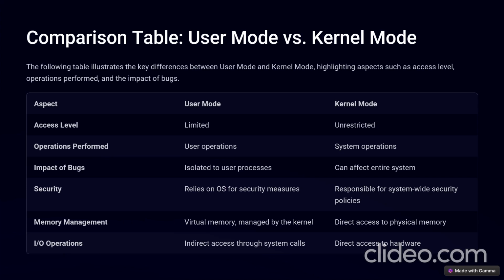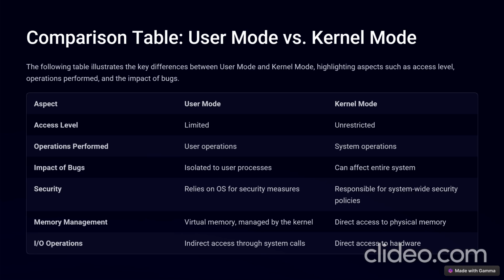Let's compare user mode and kernel mode side by side. Coming to the access level, user mode has limited access to the system resources, while kernel mode has unrestricted access to the system resources. Coming to operations performed, in user mode the user can only perform user operations. In kernel mode, the user can also perform system operations.